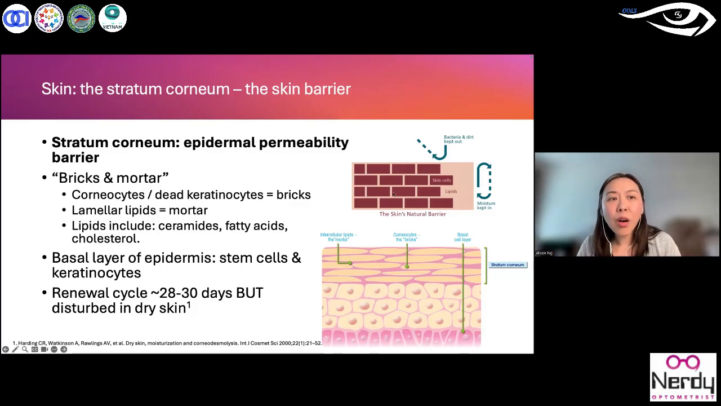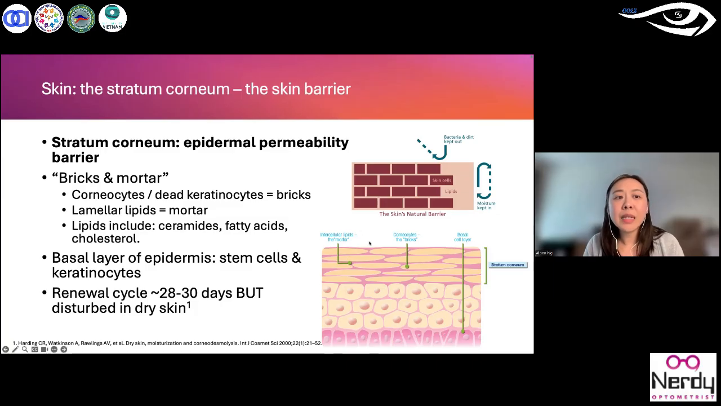The stratum corneum is often referred to as a bricks and mortar kind of structure, where our bricks are our corneocytes, which are effectively dead keratinocytes. And then the mortar, the things that fill in between all of these corneocytes, are lamellar lipids. I'm going to talk a bit more about lipids in the following slides to come.